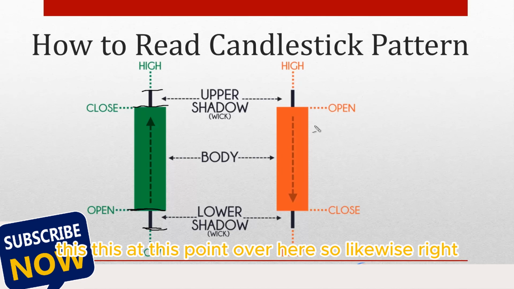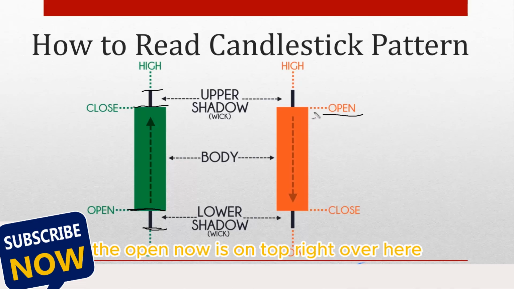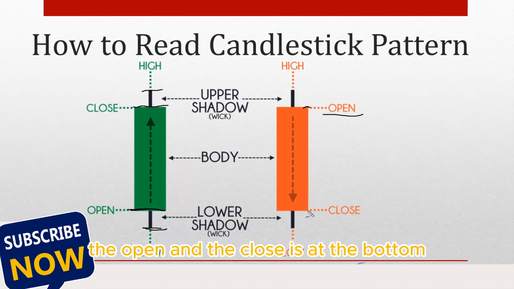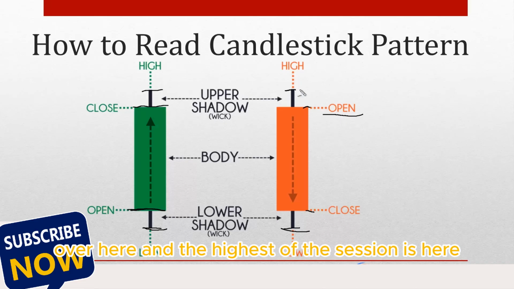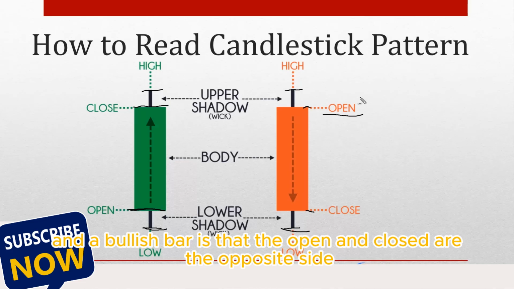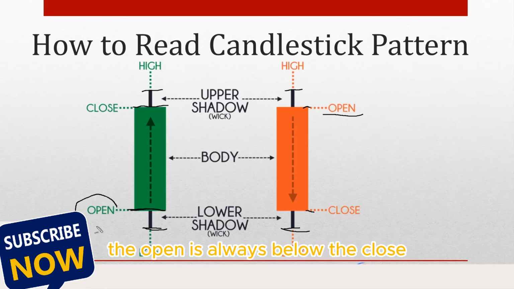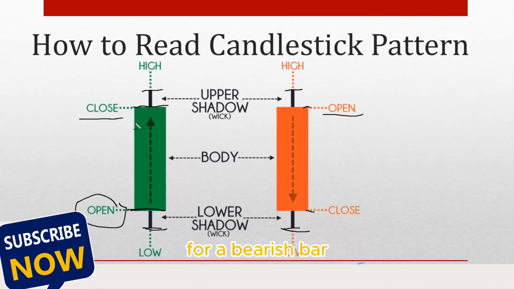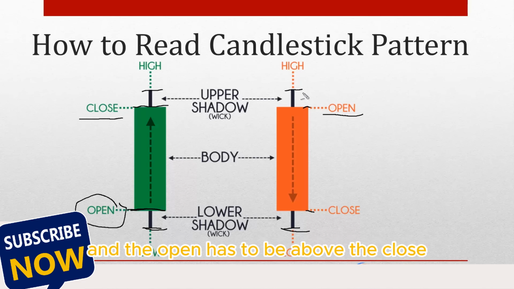Likewise, on the other hand, for the red bar, the bearish bar, the open is at the opposite side. The open now is on top, and the close is at the bottom. The low of the session is here, and the high of the session is here. So the main difference between a bearish bar and a bullish bar is that the open and close are on opposite sides. For a bullish bar, it means the price has closed higher for the session, and the open is always below the close. For a bearish bar, it means that the price has closed lower for the session, and the open has to be above the close. Okay?